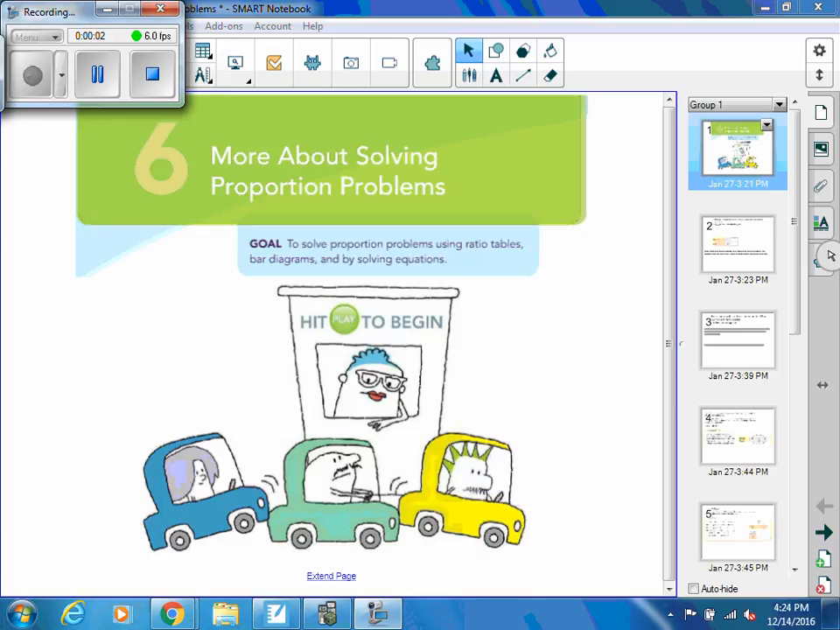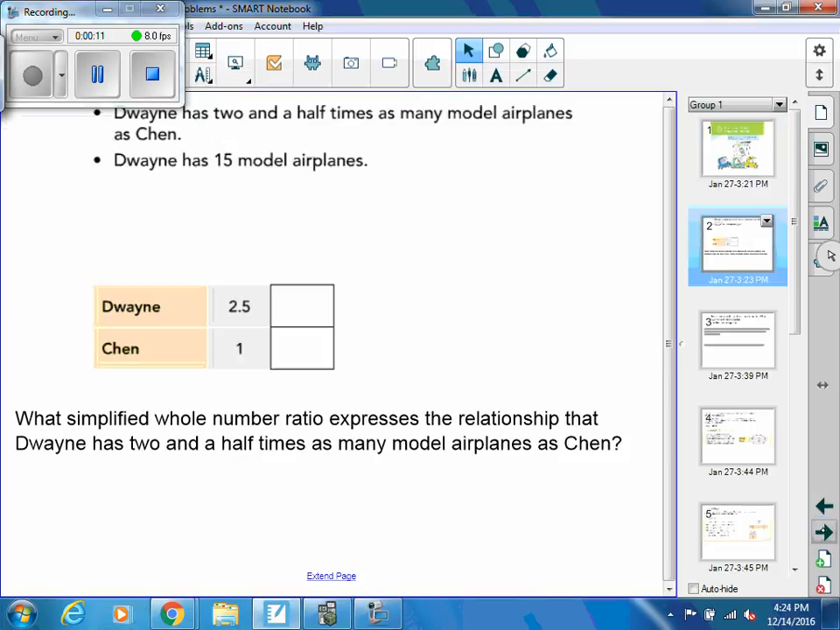In today's lesson, we're going to do some more problem solving with proportion problems. So to get started, our first problem says Dwayne has 2.5 times as many model airplanes as Chen. Chen has 15 model airplanes. So the first thing we need to figure out is what simplified whole number ratio expresses the relationship that Dwayne has 2.5 times as many model airplanes as Chen. So it wants a whole number simplified ratio.